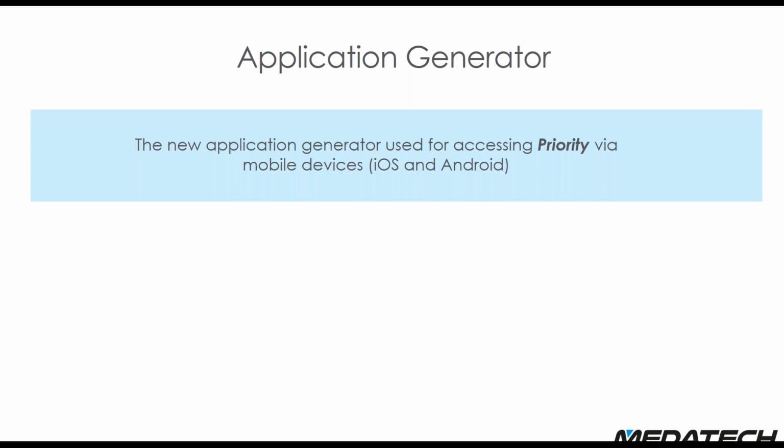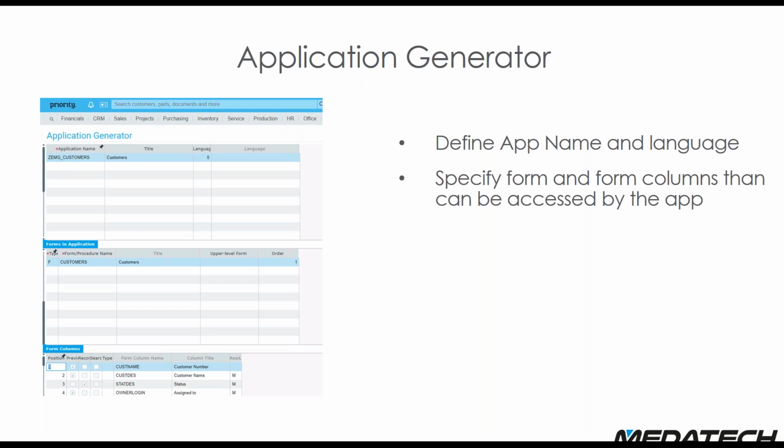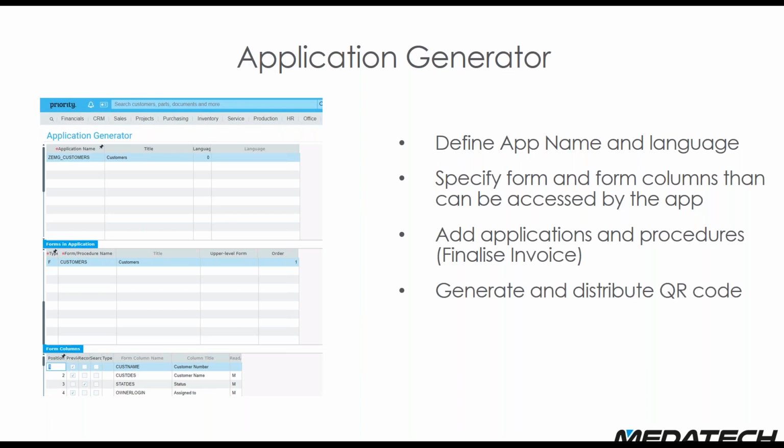For example, convert quote to sales order or finalize an invoice. So how do we go about generating an application? In Priority, there's a new form called, unsurprisingly, Application Generator. And in here, we can define the application name and select the appropriate language. And within there, then, we specify the form and form columns that can be accessed by the app. We can then add any applications and procedures. As I mentioned, finalize invoice is one option. And then we generate and distribute the QR code.